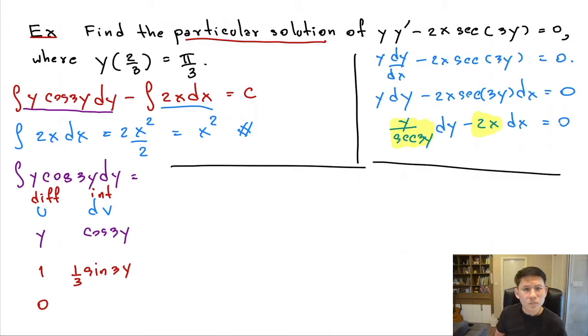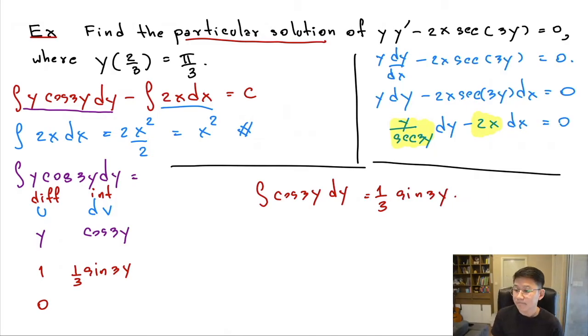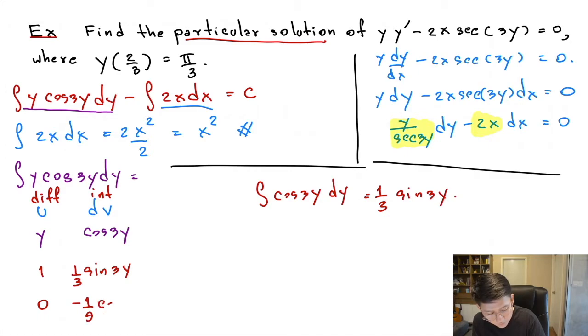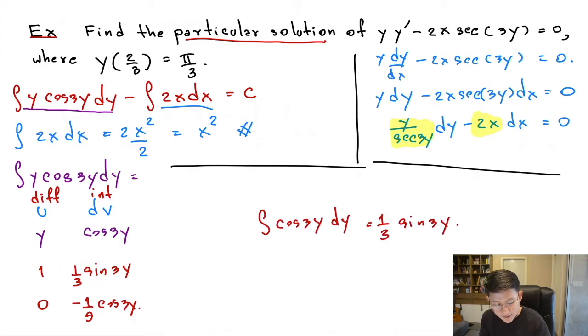Right? You know how to do so? The integration of cos 3y is 1/3 of sine 3y. Sorry. And then you do the integration again, you get minus 1/9 of cos 3y. Okay? For those of you who can't integrate cos 3y, we'll get back to that. But for now, just believe me that the integral of cos 3y is actually 1/3 of sine 3y.